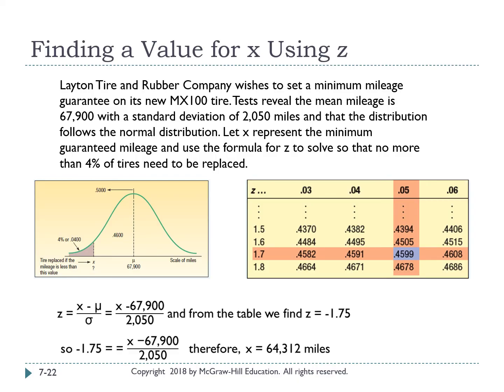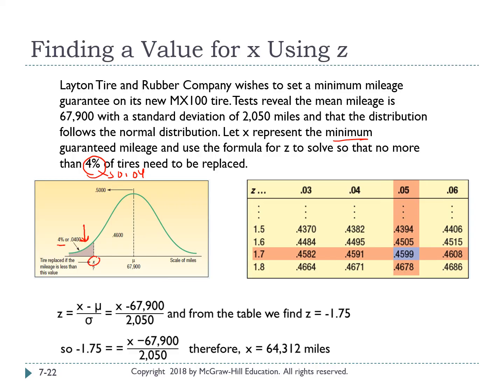So let X represent the minimum guaranteed mileage and use the formula for Z to solve so that no more than 4% of tires need to be replaced. So your X is actually the minimum mileage, which is 4%. So you have to convert this 4% into a normal number, which is 0.04. So where is this 4%? Because we are talking about minimum mileage, when you talk about minimum, it should be on the left side because minimum is the smallest. So this is the minimum mileage and you know that it is 4%. And when you convert 4% into the number, you will get 0.04. And this is your X.